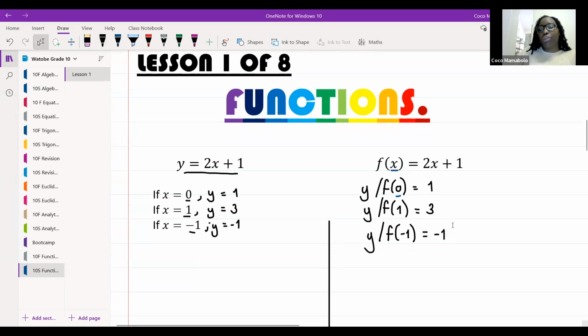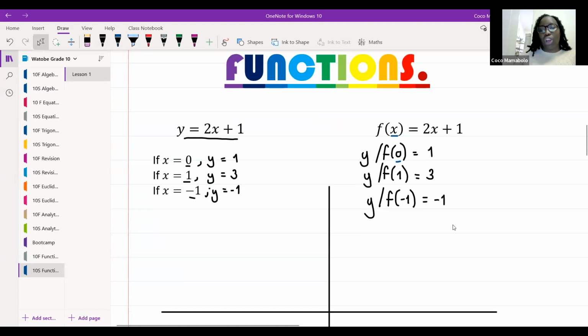Now, we need to remember that when we express these on the Cartesian plane, this X and Y thing that I've got written over here is the Cartesian plane. We need to express this as ordered pairs. So we need to express it as X and Y.